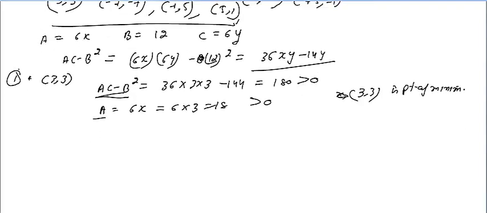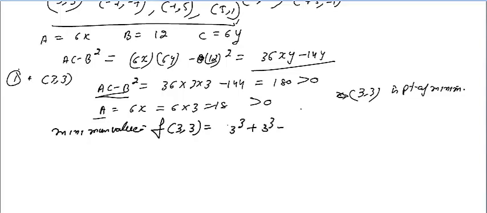Minimum value will be, you can put the value of x as 3 and y as 3 in the function. You will get the minimum value. Even you can do this step in the last, but I have done it here. So you have a function: x cube means 3 cube plus y cube 3 cube, minus 63 times x plus y, 3 plus 3, plus 12xy, 3 into 3. So when you solve it, you are getting minus 216. So this is the minimum value.